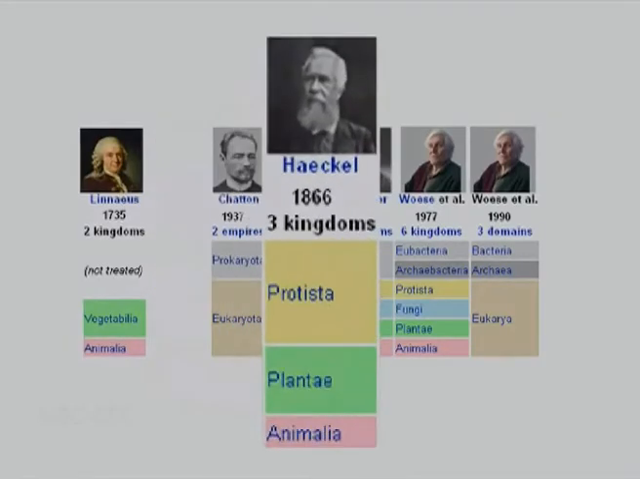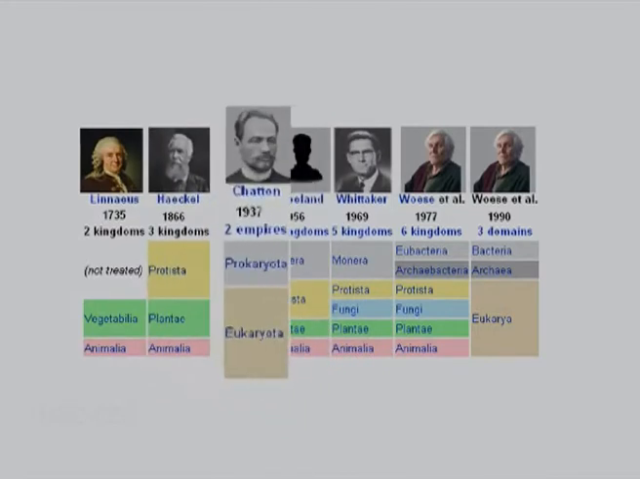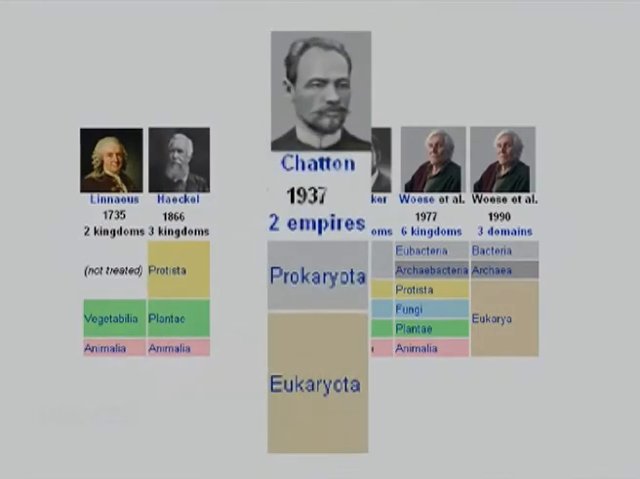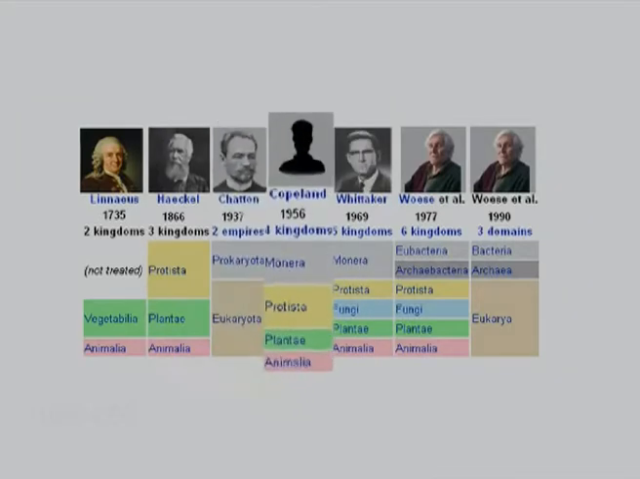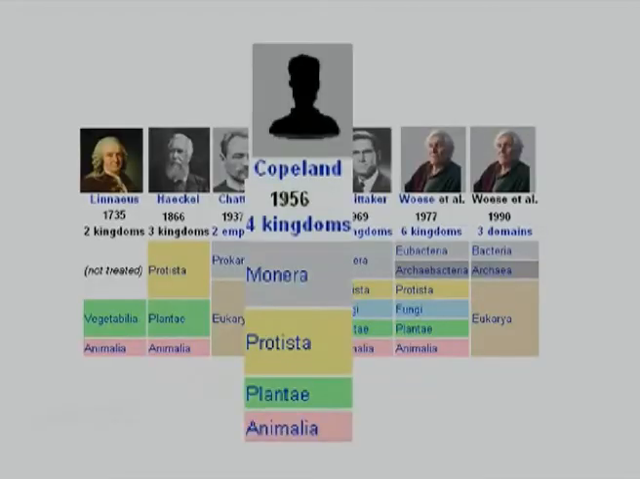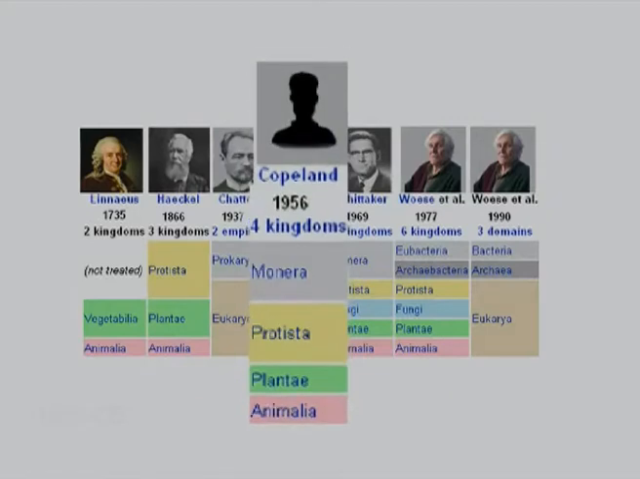Haeckel in 1866 proposed a three kingdoms classification system named Protista, Plantae, and Animalia. Chatton in 1937 proposed two empires, that is, Prokaryota, which consist of Haeckel's Protista, and Eukaryota, which consist of Haeckel's Plantae and Animalia. In 1956, Copeland proposed a four kingdoms classification system in which Monera, Protista, Plantae, and Animalia are included as four major kingdoms.